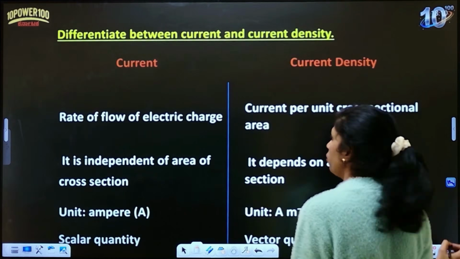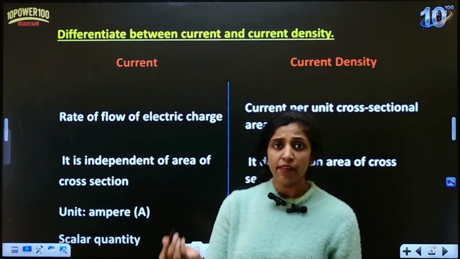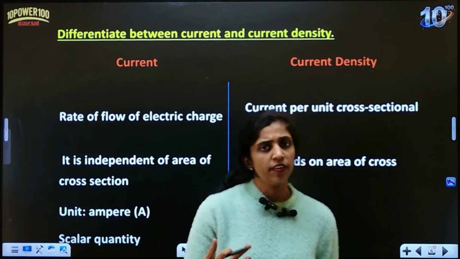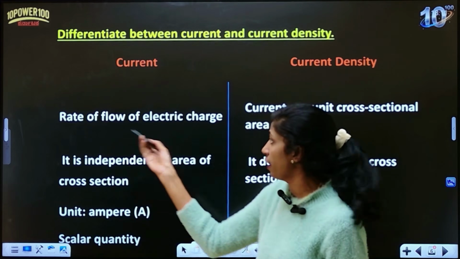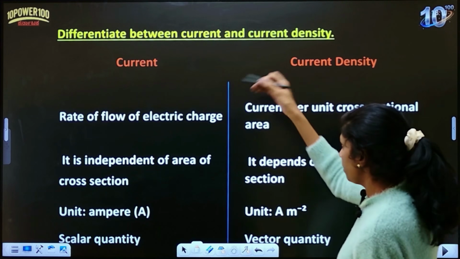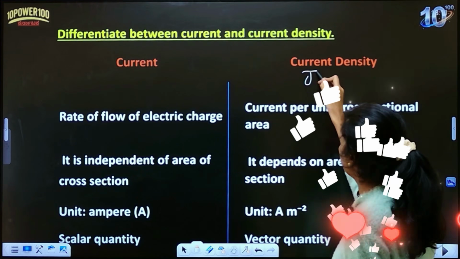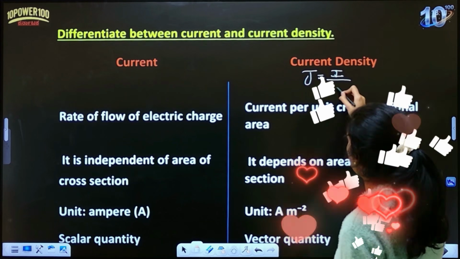Fine. Now let's move to the next question: current and current density. It's not a very expected question, but still we can learn this. We know what current is. Current is the rate of flow of electric charges. But what is current density? As I mentioned in the SI units, current density is denoted by J. J equals current per unit area.